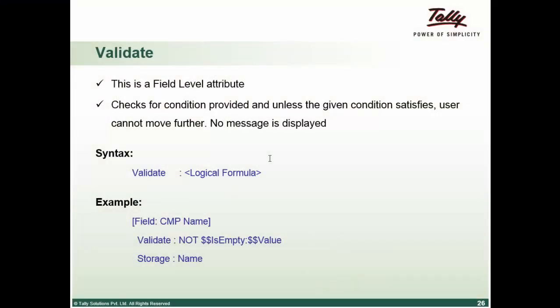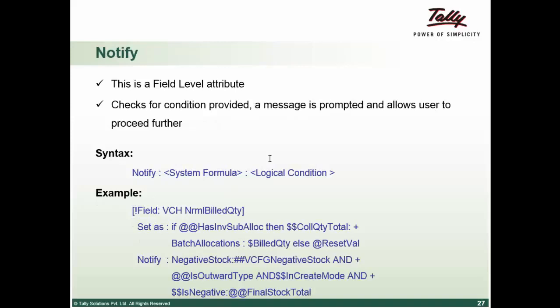Then we have notification. Again, the notification attribute is available at various levels. At field level, notification checks for the conditions that we have provided. If the condition is met, then it prompts a message. It's a warning message and allows the user to proceed further. It is just a warning message and it allows you to proceed further.